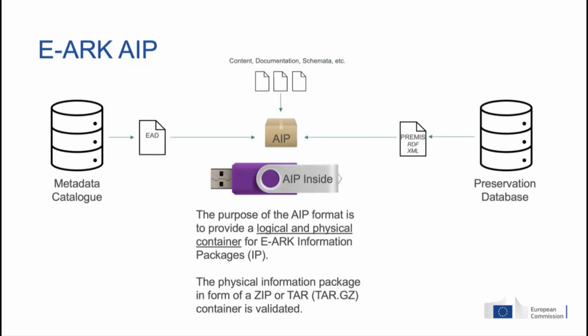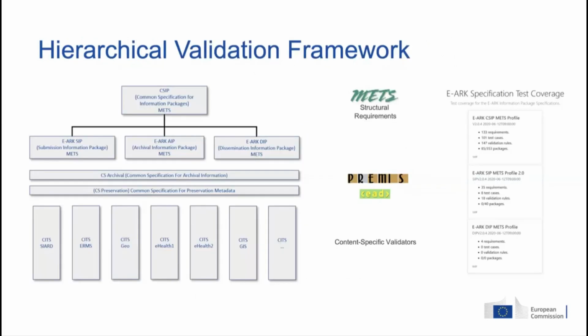Yeah, with the recommendation to use PREMIS. And there is a common specification for archival, which deals with the metadata, so that you have it relevant for all. And underneath, you have the CSIPs, which are then for the different content types. Based on this hierarchical validation framework, we have the recommendation of specific formats.